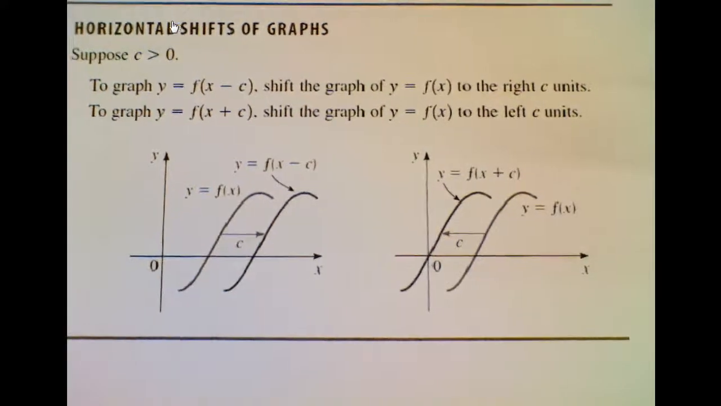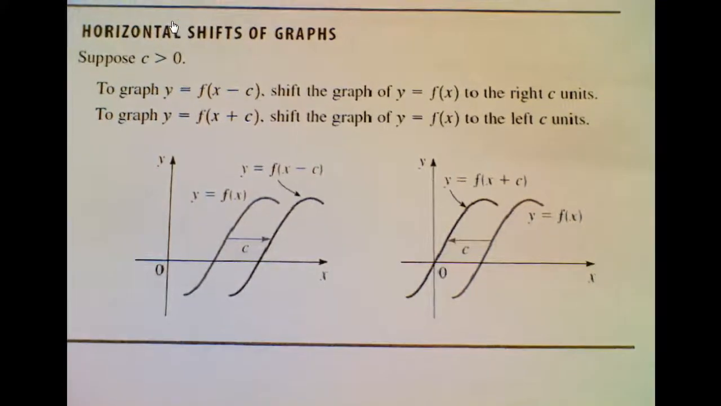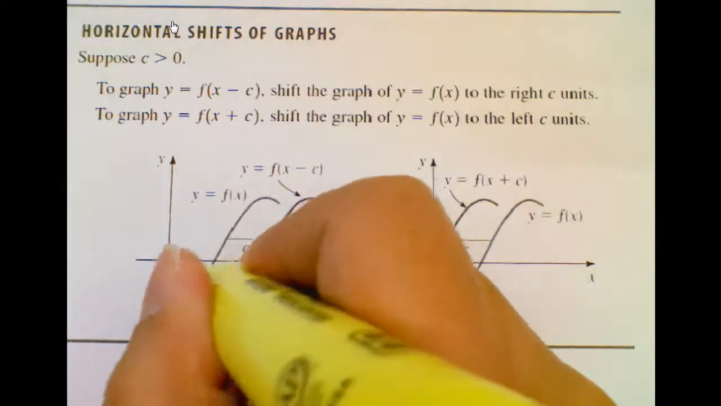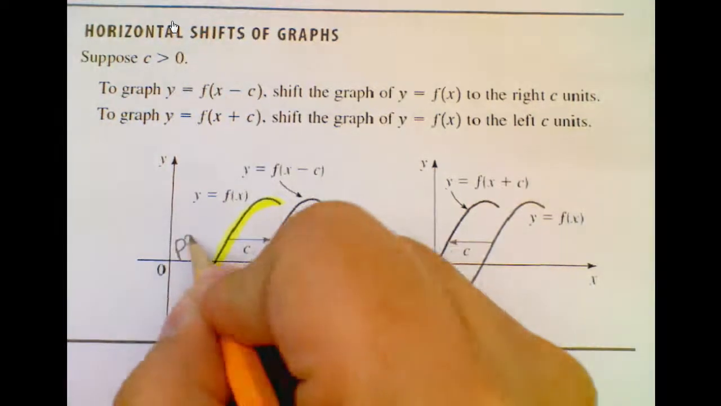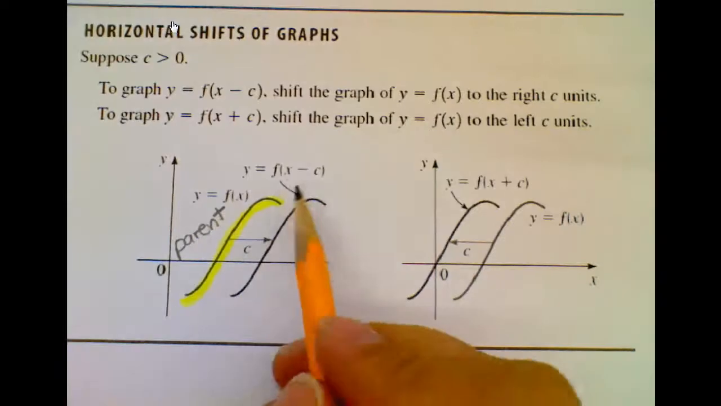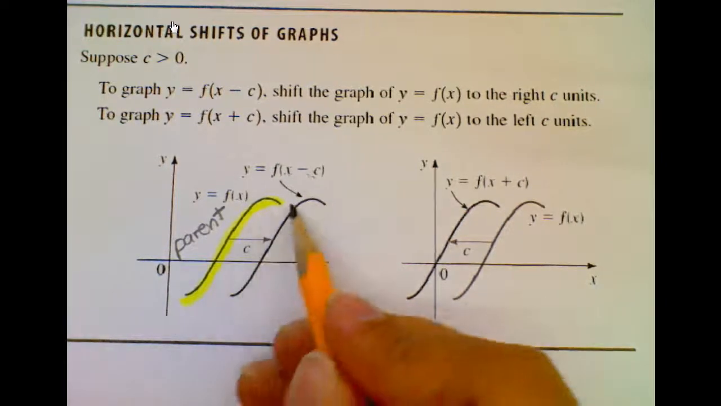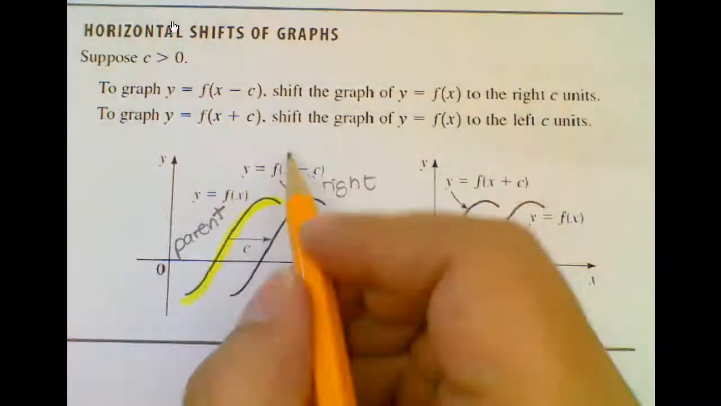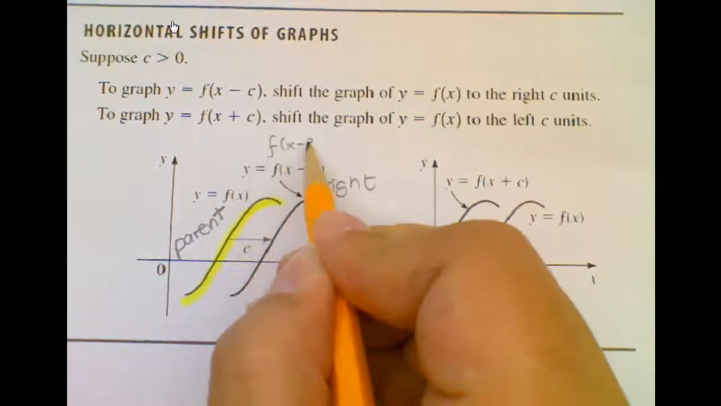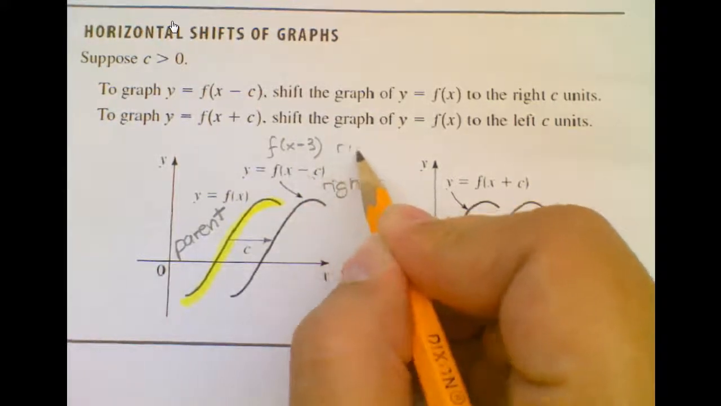For horizontal shifts, the idea is going to be similar. However, the equations are going to look a little bit different. In here, the original equation or the parent function is this one. So that's the parent. And if I have a number that subtracts from the x, that means that my graph is going to move to the right that many units. For example, if you see f of x minus 3, then that means the function moved right 3 units.